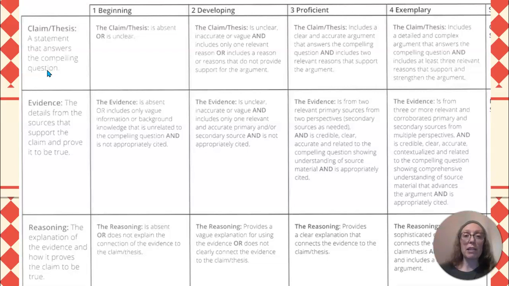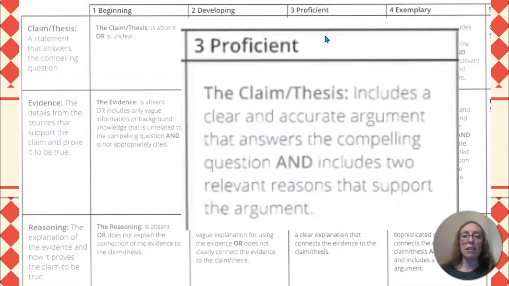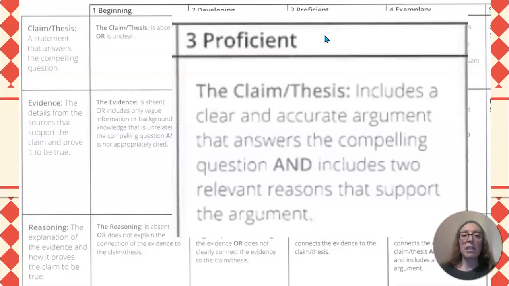This is the rubric that's on the back of your DBQ packet. We're looking at the 3 as our target. And today we're looking at this claim and thesis. It says it includes a clear and accurate argument that answers the compelling question and includes 2 relevant reasons that support the argument. So that means there's 2 basic parts to our claim.